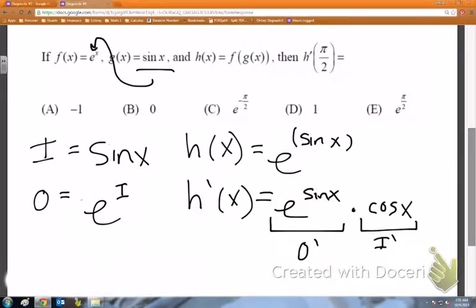And then from there, you just plug in what we want to know. We want to know what h prime of pi over 2 is. So I'm going to plug in pi over 2, so that I have e to the sine of pi over 2 times cosine of pi over 2. And I'll rewrite it over here so I have a little bit more room.